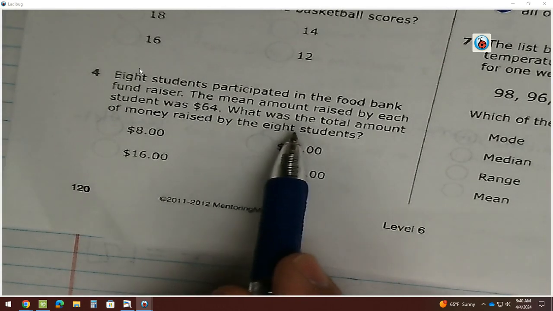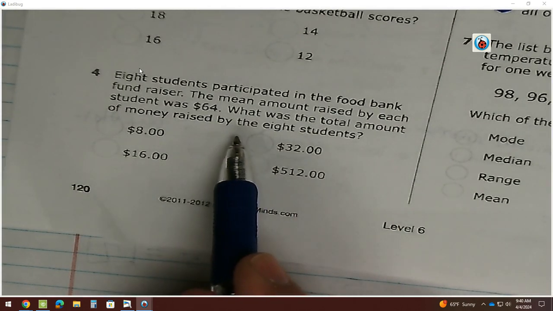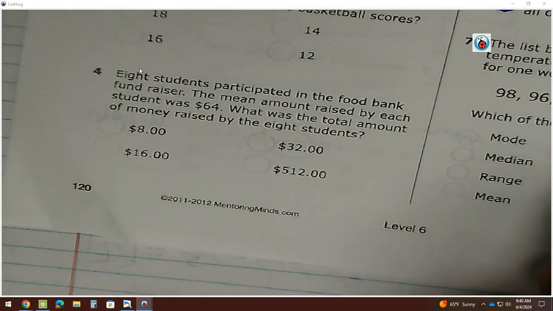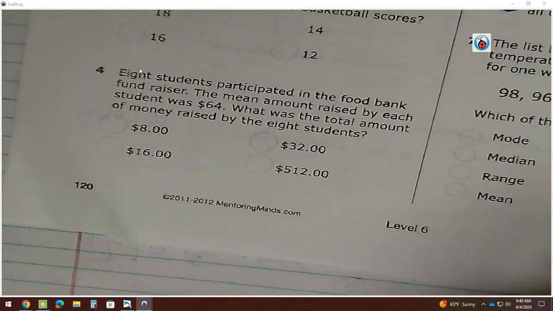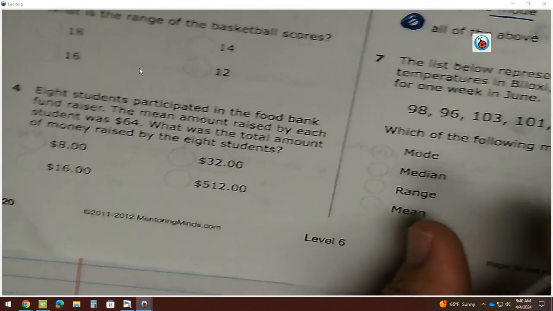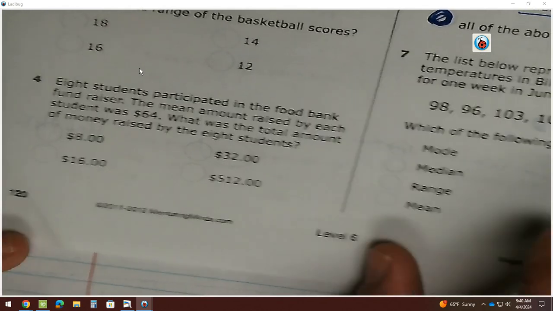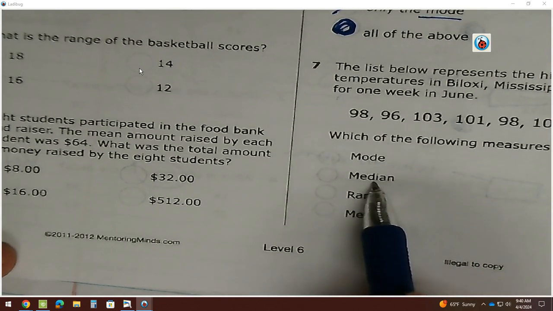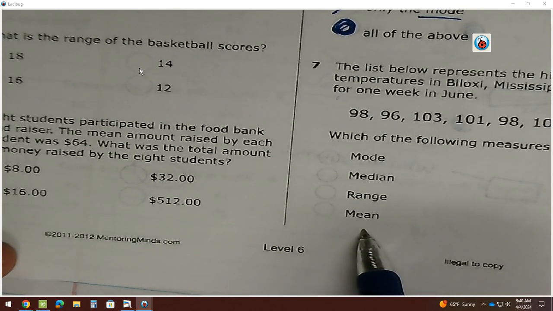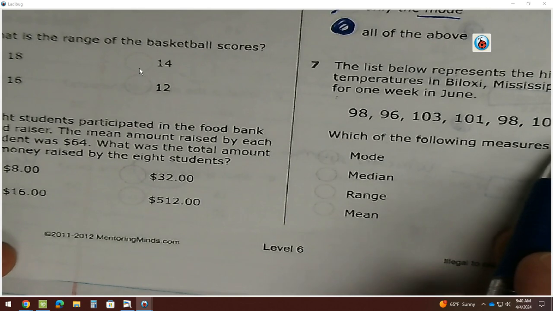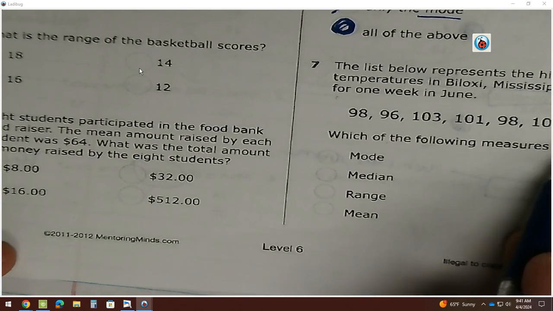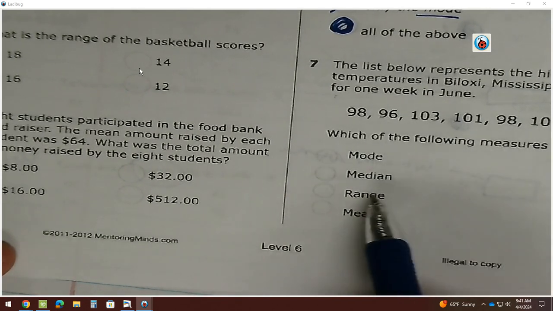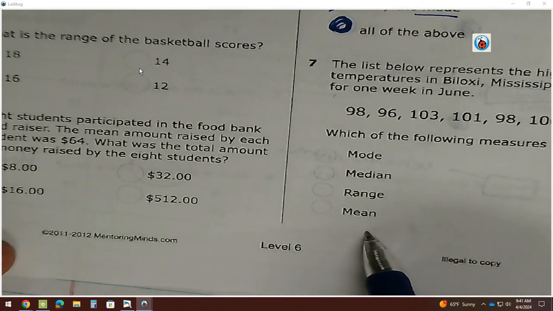And she said the main ones that I have that are always absent are America, Juliana. Okay. You'll do 7 for homework and I'll do 4 right now. Let me tell you what you need to do for 7. You need to find all of them. Get the data and find the mode. Get the data and find the median. Get the data and find the range. Get the data and find the mean.